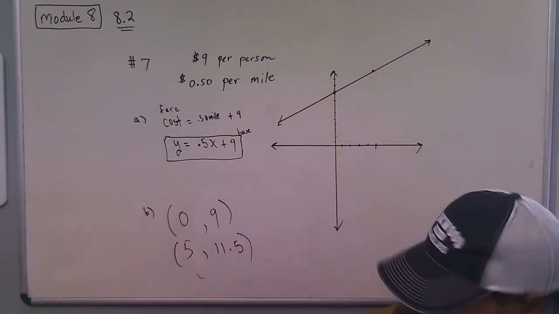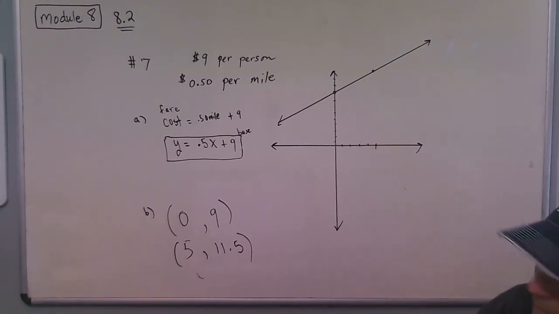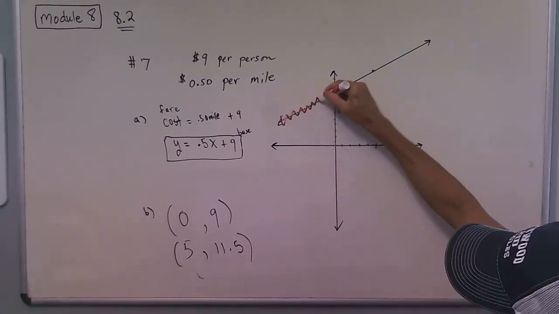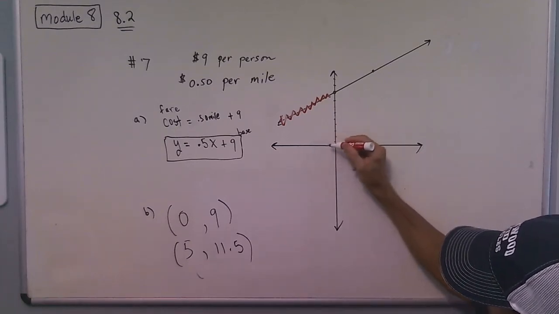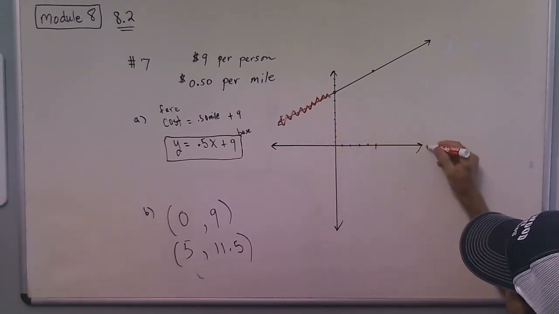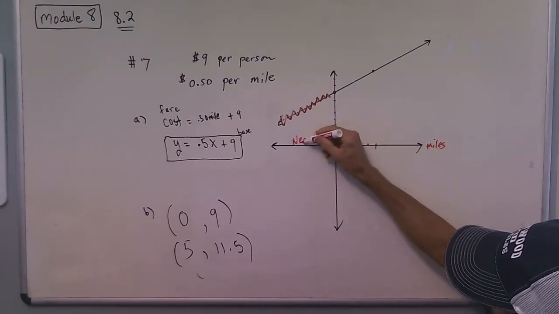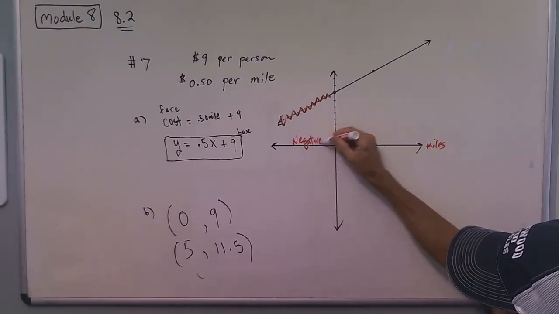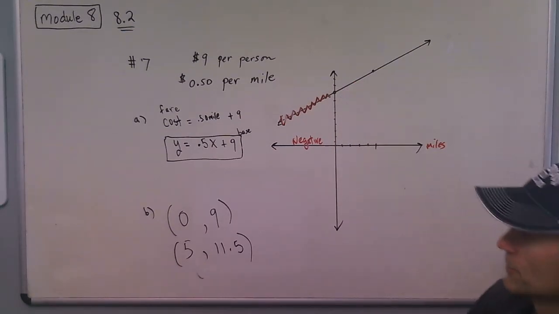Now on the worksheet, I talk about how this part of the graph doesn't really make sense. Because if you think about it, this is miles here. We really can't take the cab for negative miles. So this part of the graph wouldn't exist, and we probably couldn't even take the cab for 0 miles.